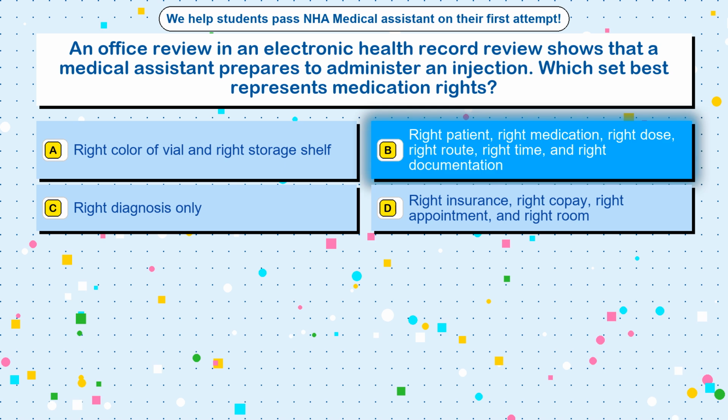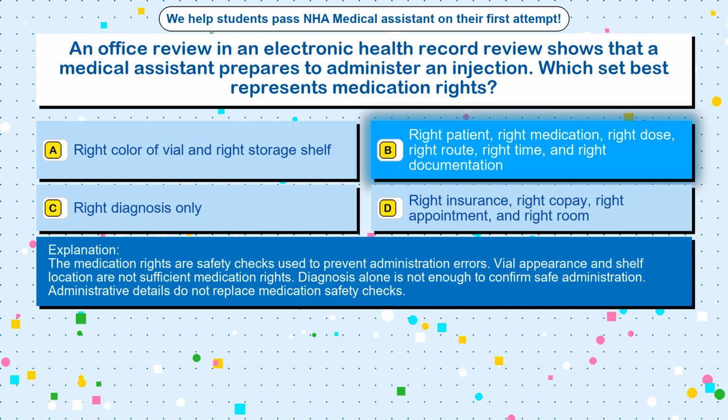The correct answer is option B. Right patient, right medication, right dose, right route, right time, and right documentation. The medication rights are safety checks used to prevent administration errors. Vial appearance and shelf location are not sufficient medication rights. Diagnosis alone is not enough to confirm safe administration. Administrative details do not replace medication safety checks.